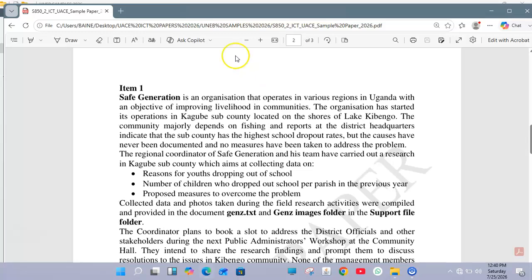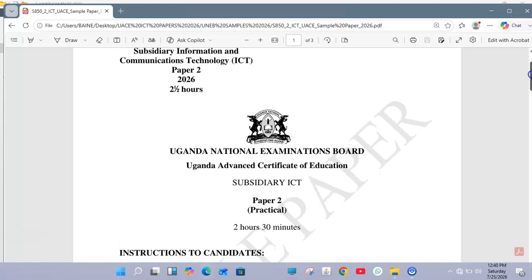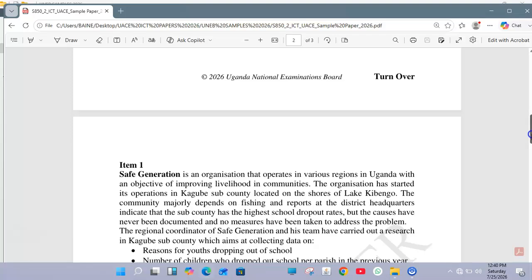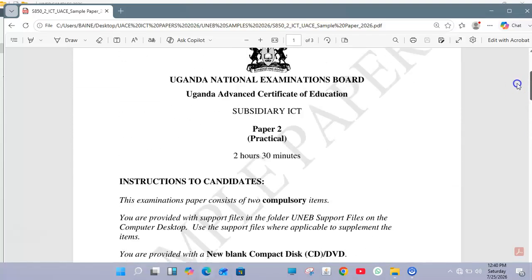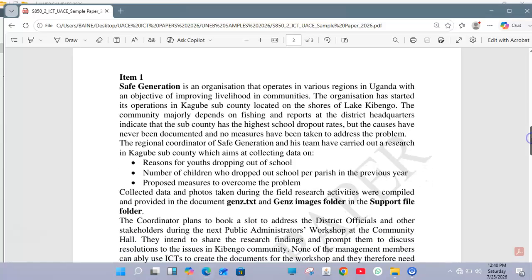First and foremost, we are looking at this item 1. It was from the sample paper that was released recently, 2026. They're saying item 1 is compulsory and also item 2 is compulsory. What is the student required to do?